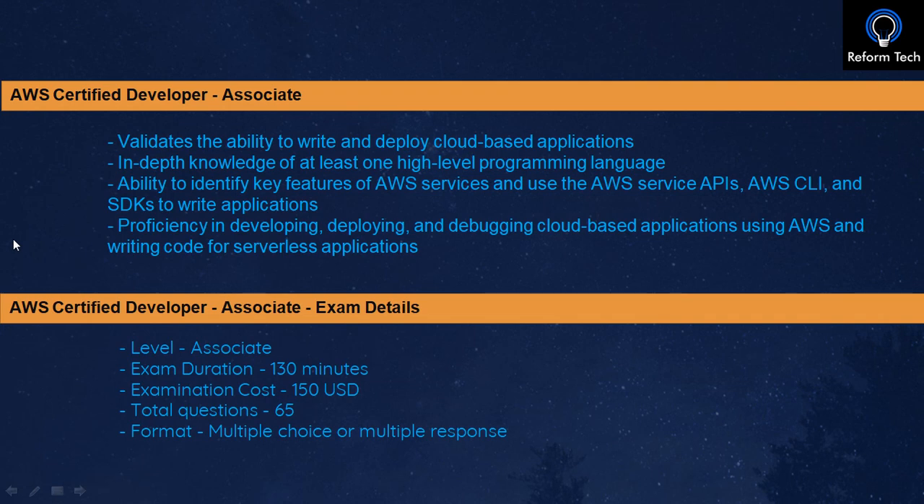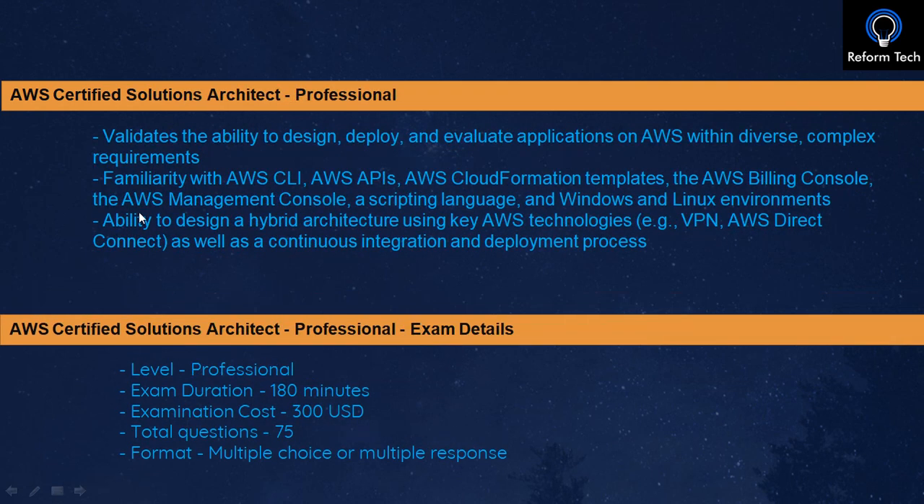So the next one would be the AWS Certified Solution Architect Professional. For this, you should have the ability to design, deploy, and evaluate applications on AWS with diverse complex requirements. Previously we saw the associate. It also had a Solution Architect Associate, right? That doesn't have any complex requirements, but this comes with complex requirements, right?